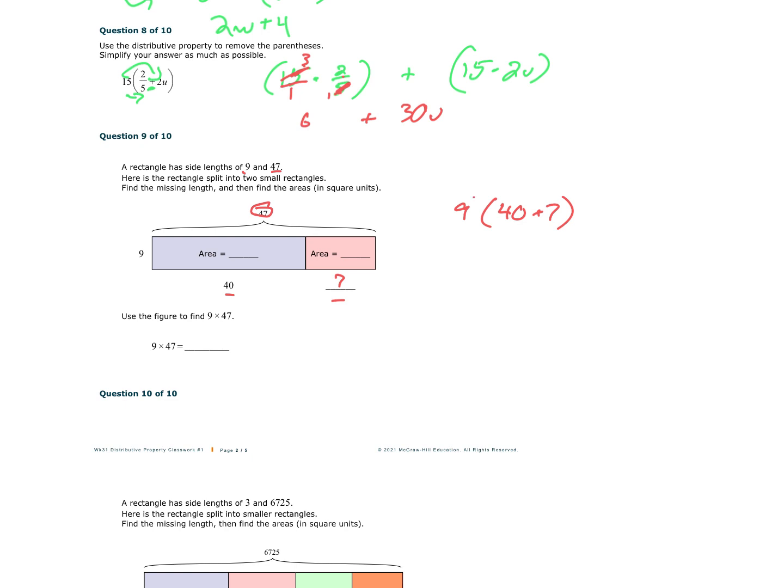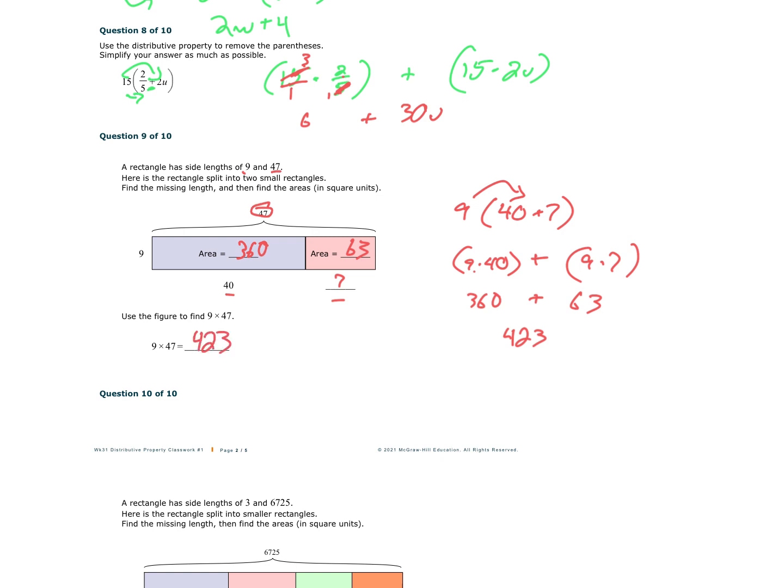Okay, so now we're going to do 9 times 40 plus 9 times 7. I do want you to write all this down. So 9 times 40 is 360. 9 times 7 is 63. So inside my model over here, I should write 360 and 63. Then for my final answer, I can just combine those two. We can combine 360 plus 63, which will give you 423.